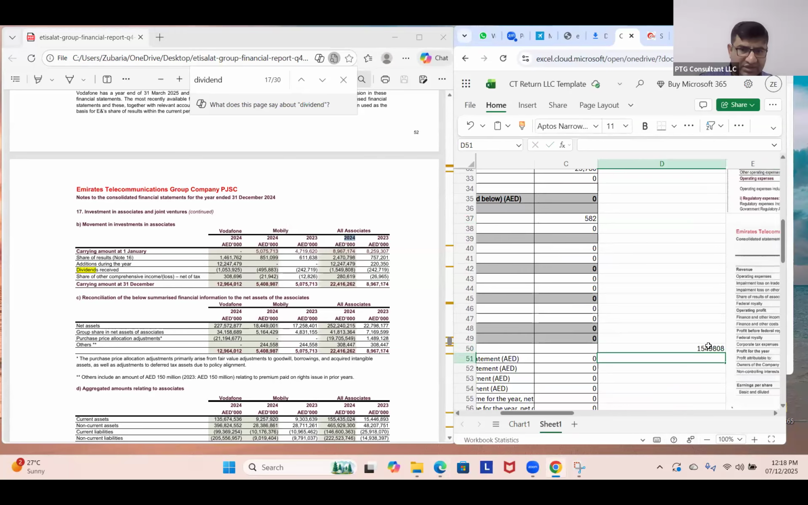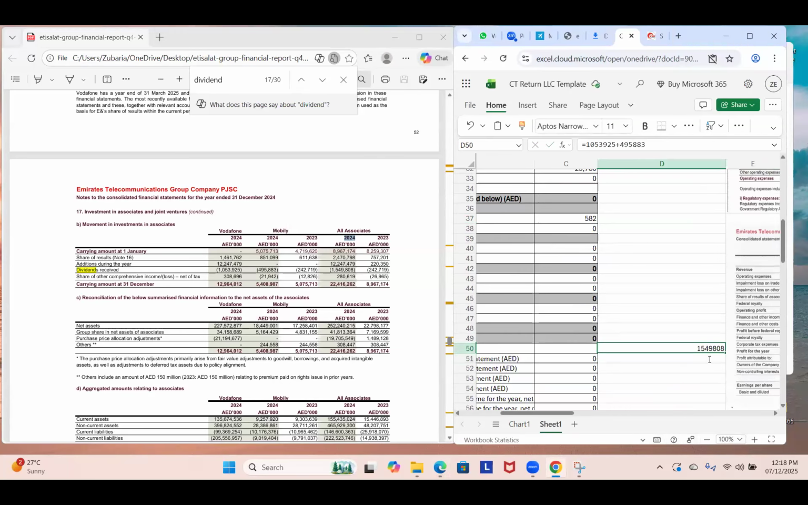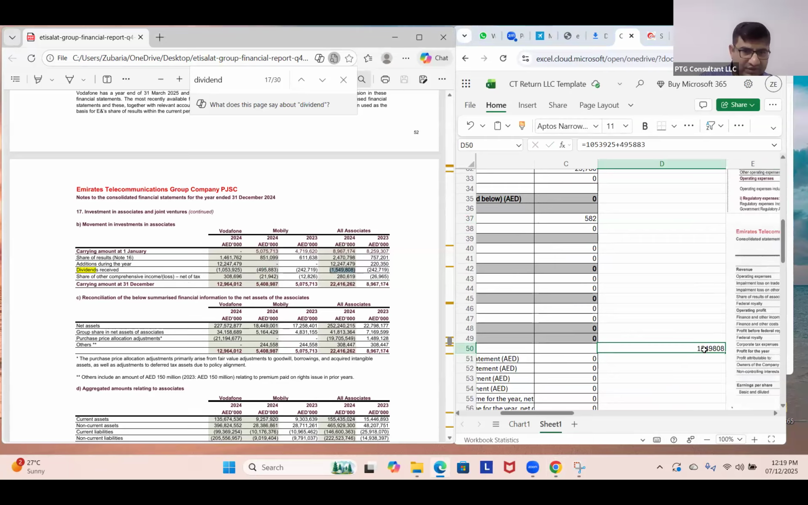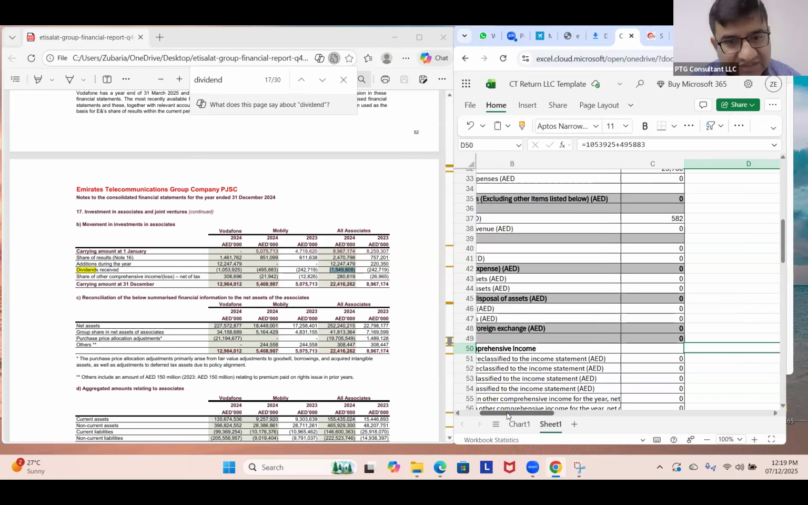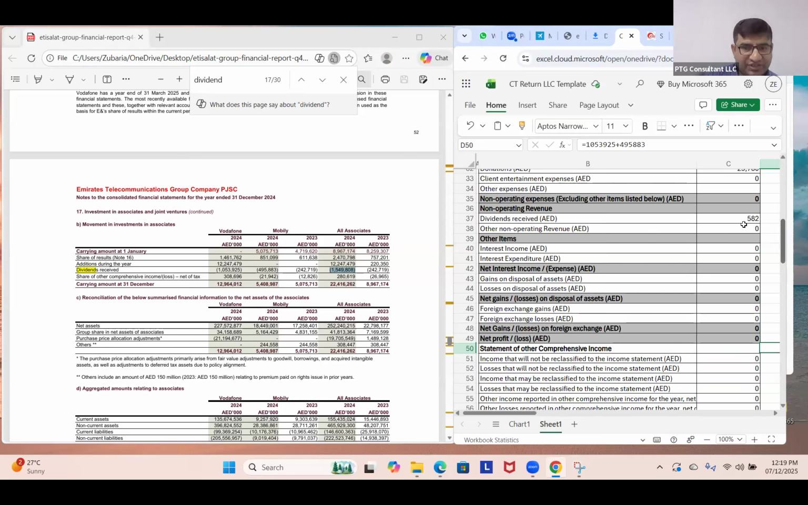Let me check how much this is. I think it's given. Yes, 1.5, these two. The total is 1.54, so this is for 2024. This is investment in associate and joint venture. From investment in associate and joint venture we receive 1.5, but there is another figure, the 582.